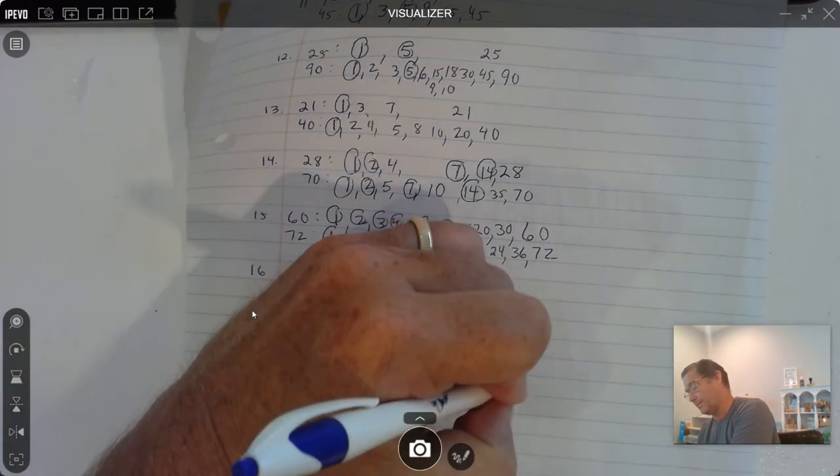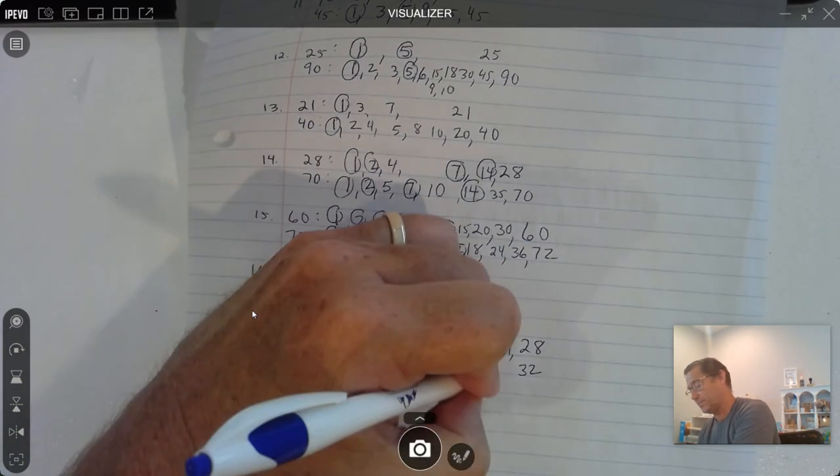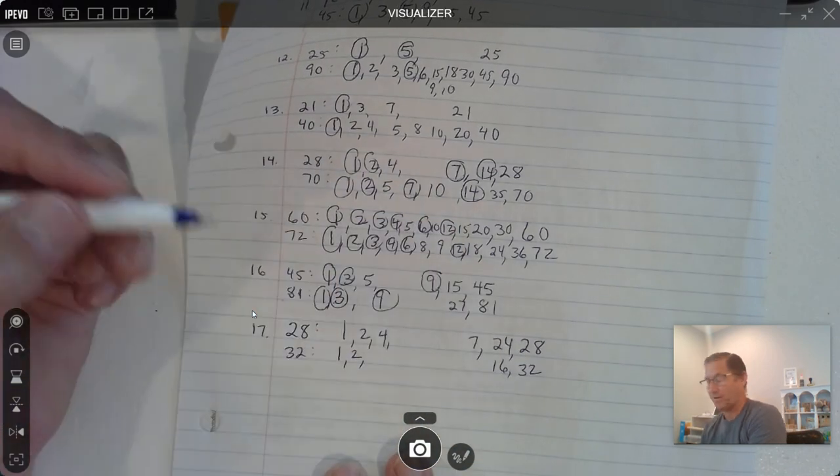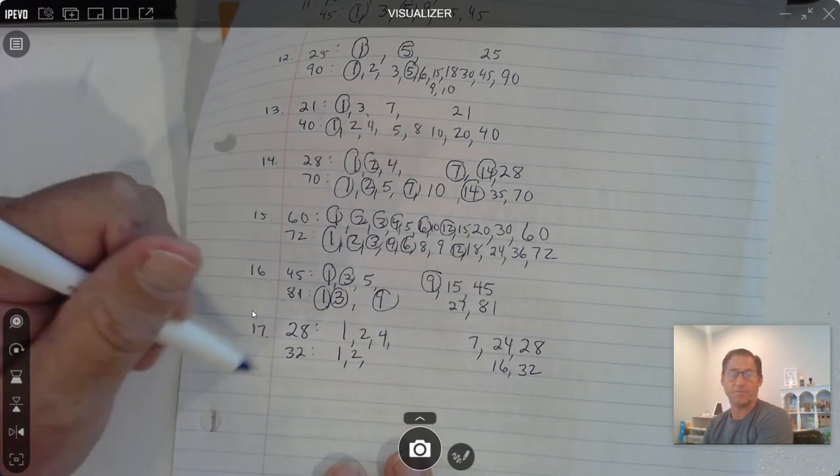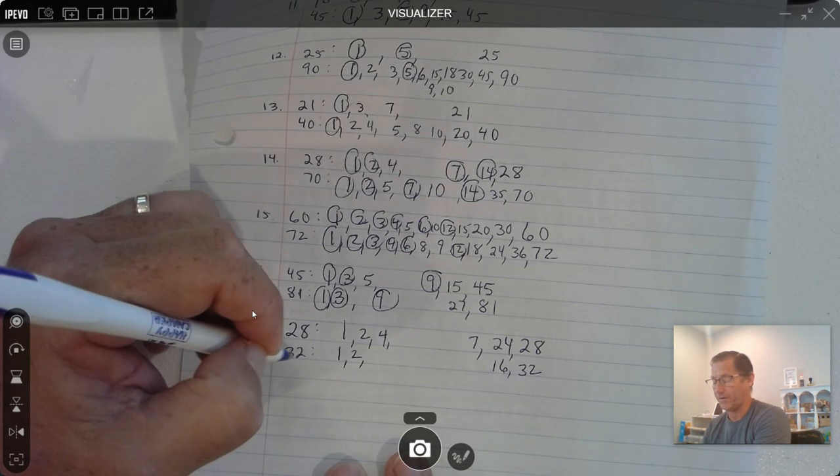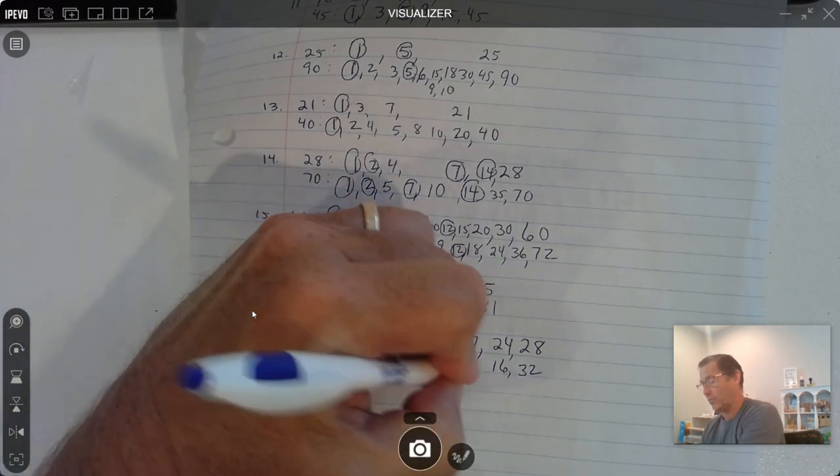32: 1 and 32. 2 and 16. Will 3 work? No. 3 plus 2 is 5. 5 is not divisible by 3. 4 will work. 4 times 8.